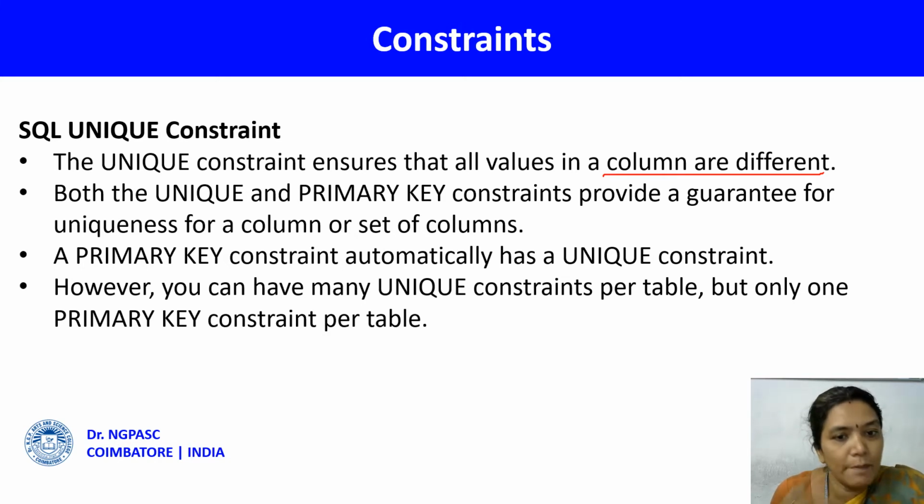This will be applicable to IDs such as roll numbers, employee ID, bank account number. For all those types of data, the value will be unique. However, you can have many unique constraints per table, but only one primary key constraint per table. You can have any number of unique key constraints, but the primary key constraint should be only one.